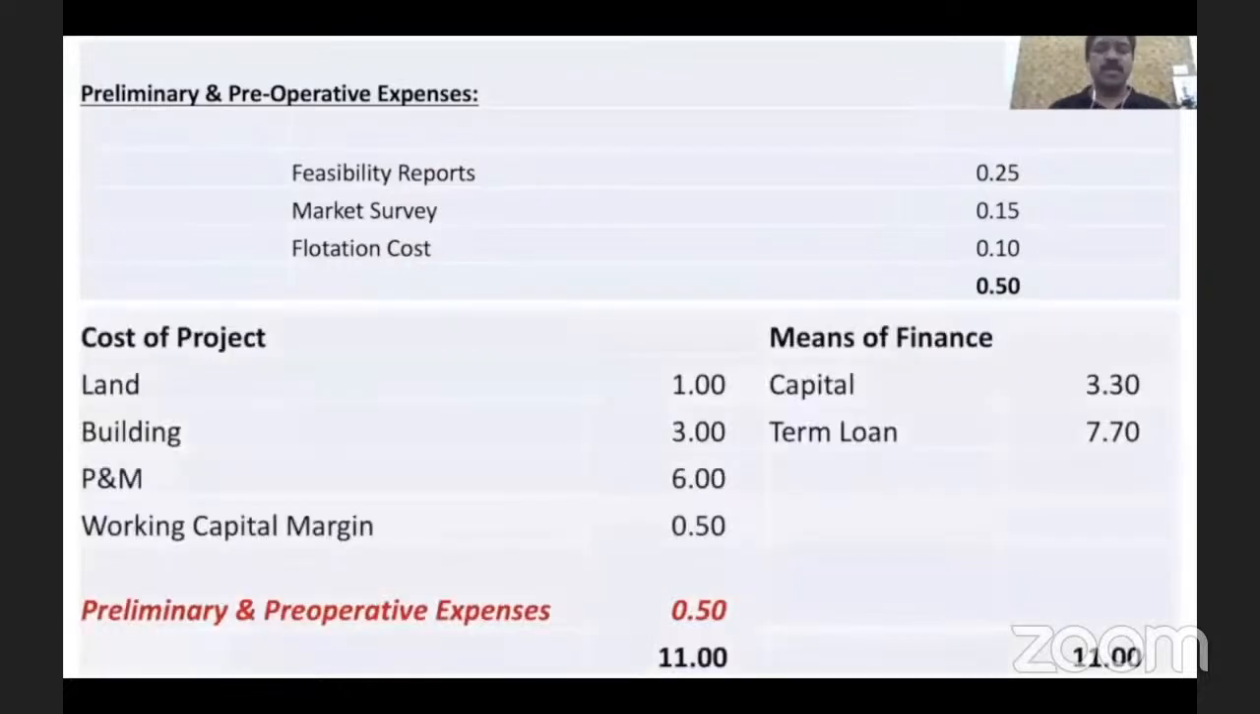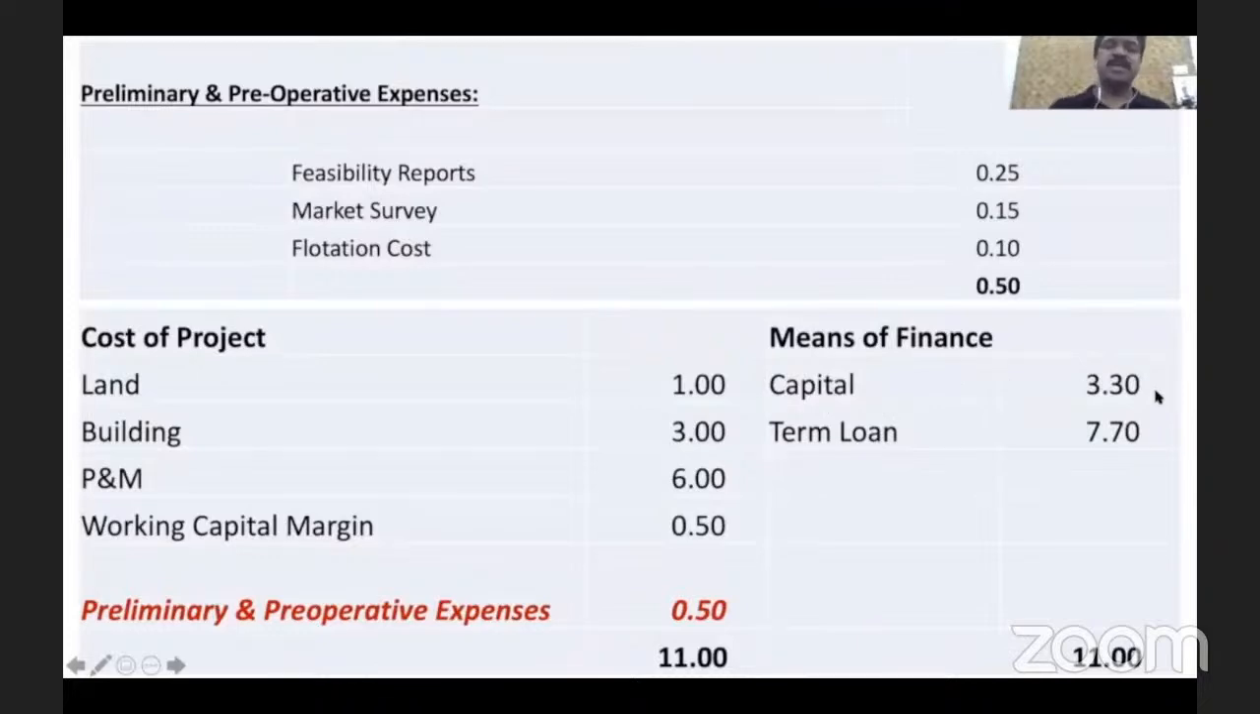Okay, so already we had 4 items including working capital margin. With that, now I am adding preliminary and pre-operative expenses of 0.5 crore. So what is the total now? 11 crore. Out of 11 crore, 30% from the owner. It means earlier it was 3.15 crore. Now it has become 3.3 crore.